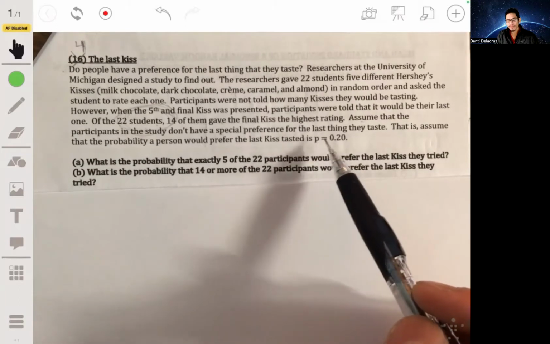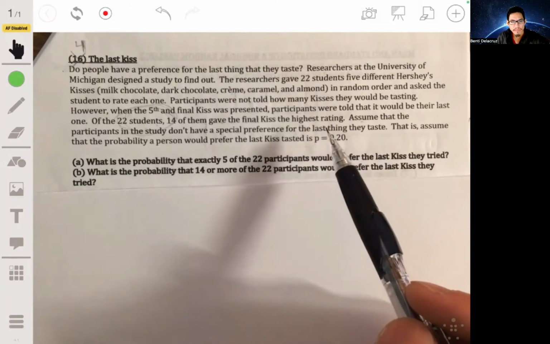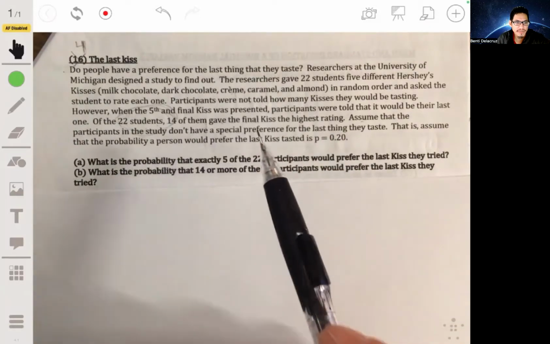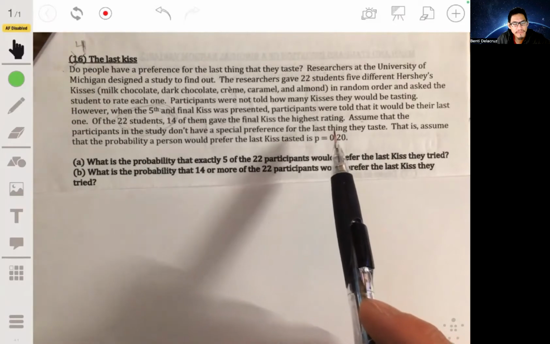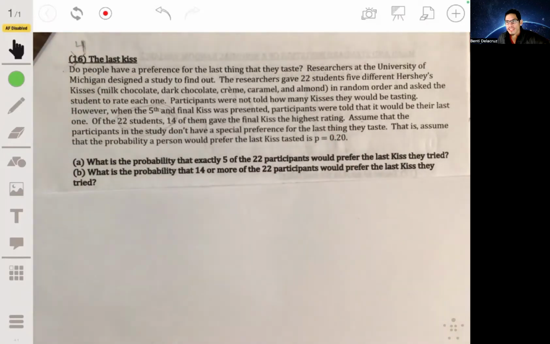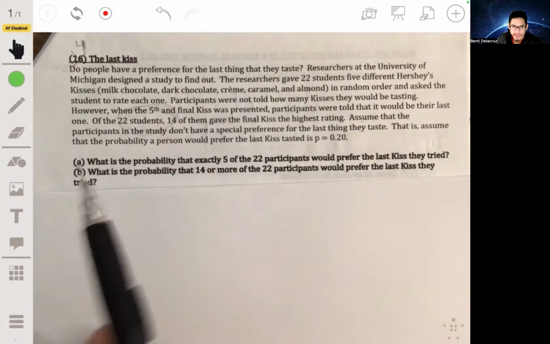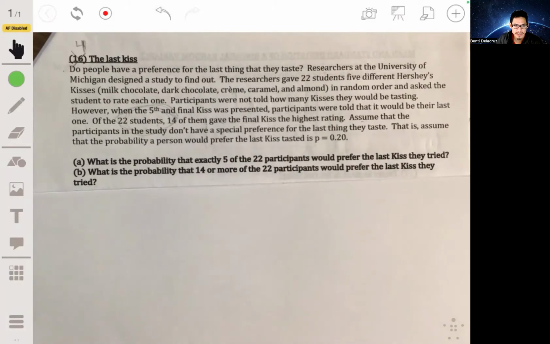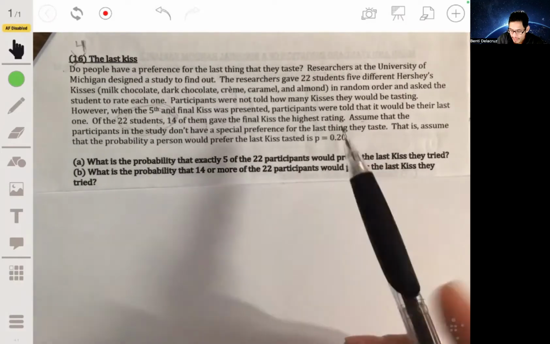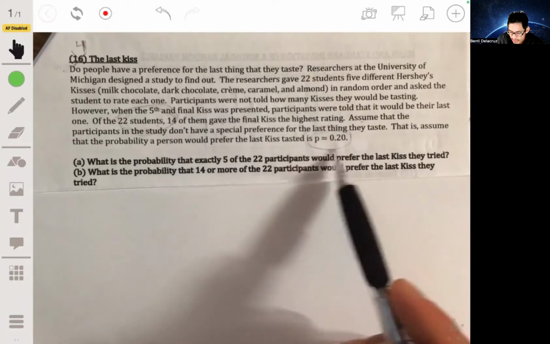So let's keep this in our mind as we're solving this, because the idea is, if there is no special power in eating the last kiss or the last thing you're tasting, if it doesn't cause some psychological bias, then the chance of you picking it will be 20%.